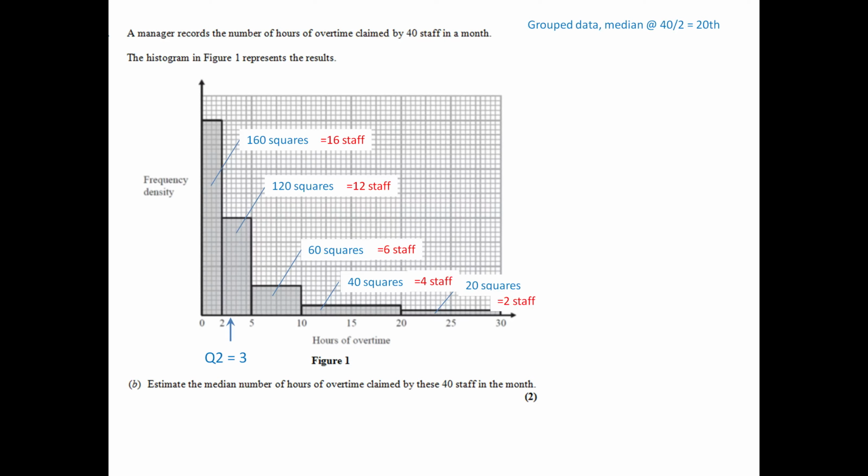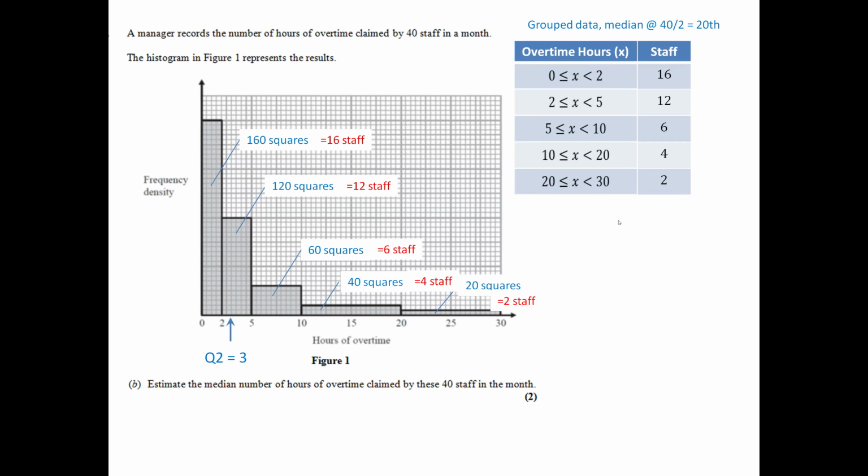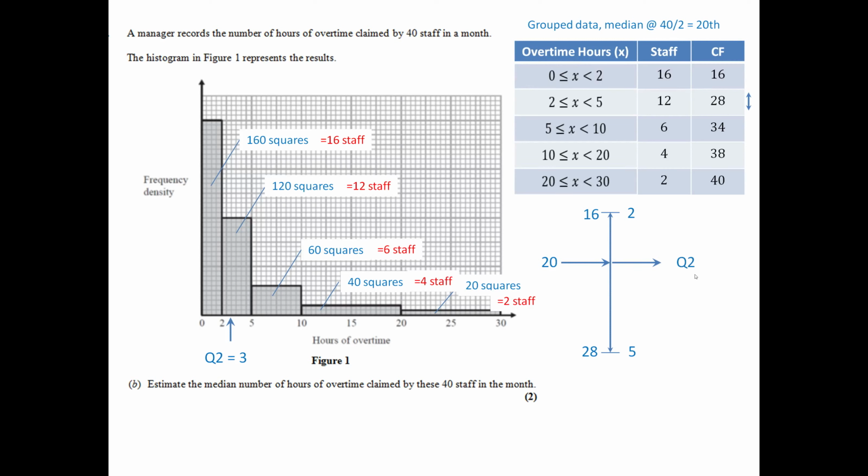What we would normally do is look at where the histogram has come from. A histogram comes from a frequency table, and now we've got all the frequency data, we can actually build our own frequency table. We want the 20th staff member, so if I add in the cumulative frequencies, we can see that the 20th member of staff is within the 2 to 5 category, and from there I would use linear interpolation. So my class on the frequency side goes from 16 to 28, and I want the 20th position. On the category side, we know we go from 2 to 5, and that will be my median.